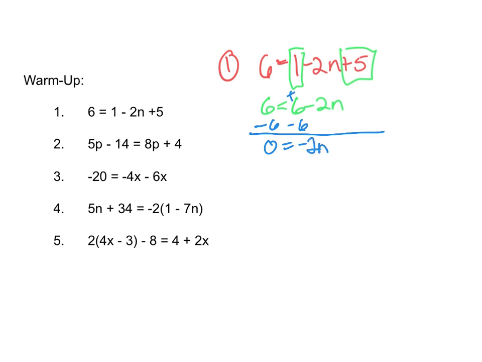Then negative 2 and n, they are multiplying. So then we are going to divide, and we're going to divide by negative 2 on both sides. 0 divided by negative 2 is 0. Negative 2 divided by negative 2 is 1 and leaves n by itself. So number 1, n equals 0.